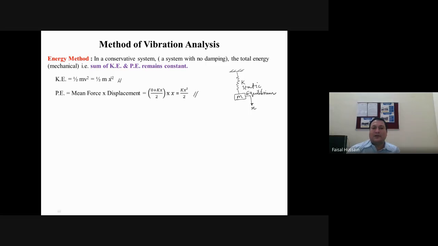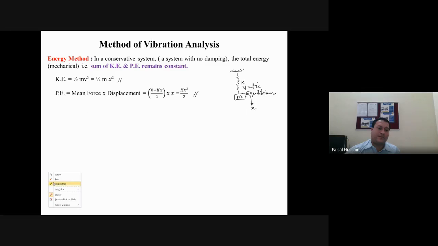Generally, we have studied potential energy as mgh. Here, this mg is replaced because it is a spring system. So this mg is replaced by your mean spring force, and h, that is the height, is replaced by your displacement x.